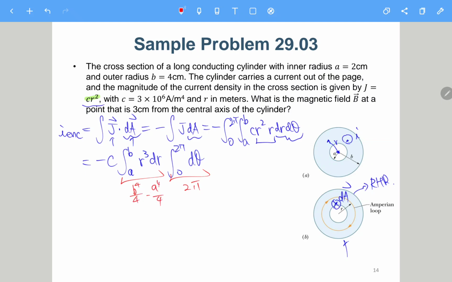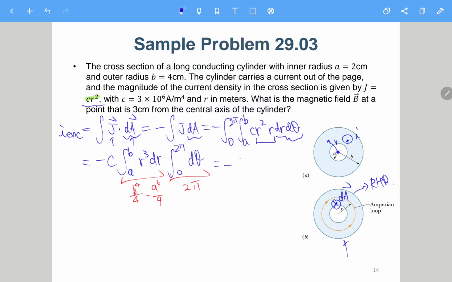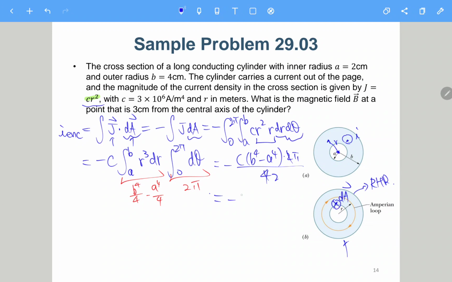So this is nothing but minus C times b to the 4th power minus a to the 4th power times 2 pi over 4. These 2 and 4 can be cancelled, and it becomes negative C times b to the 4th power minus a to the 4th power times pi over 2. So this is I enclosed. Then we can apply Ampere's law for this Ampere loop.